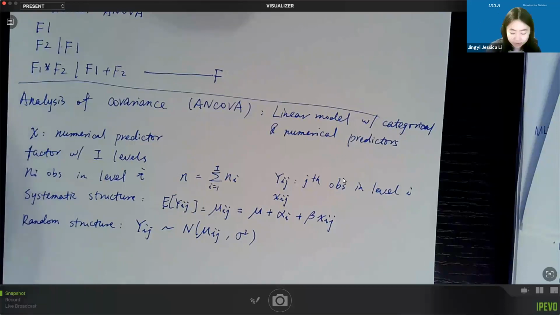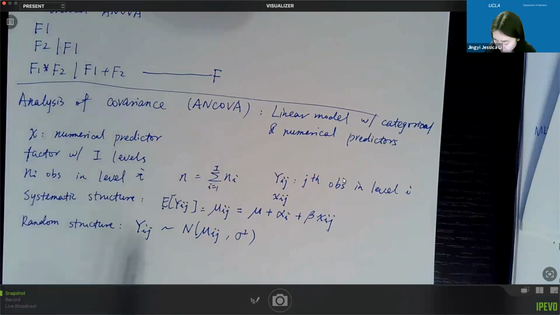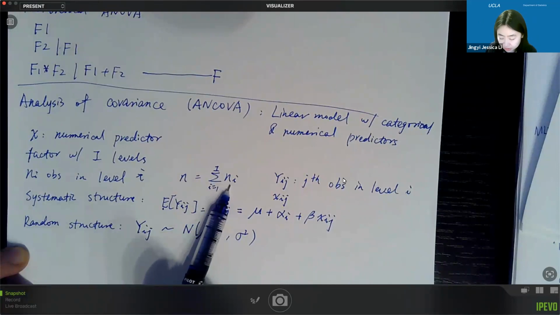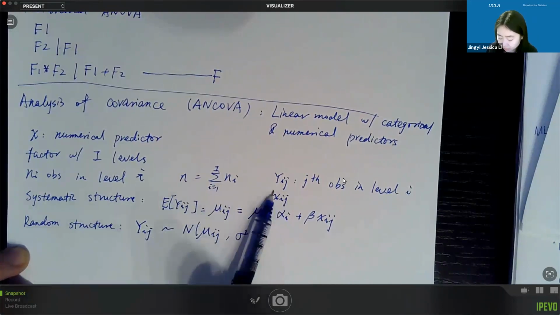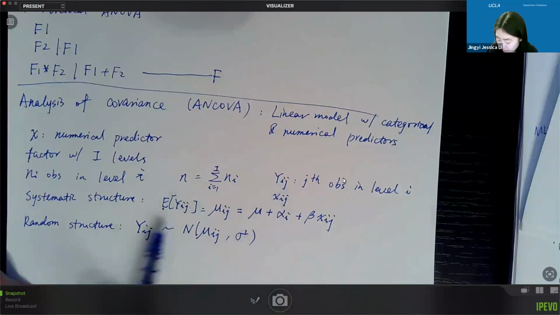And we basically assume that in each level, the intercept is different. So each level contains Ni observations. Taking the sum, we have a total of N observations. That's our sample size. And whenever we have a factor, our notation for the Y, for the response, has two sub-indices. One is for the level, the other is for the observation index within the level. So this is our systematic structure, the linear part.